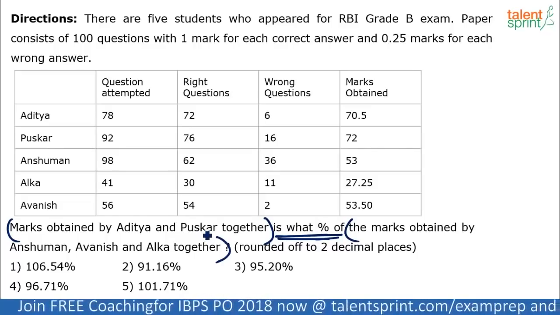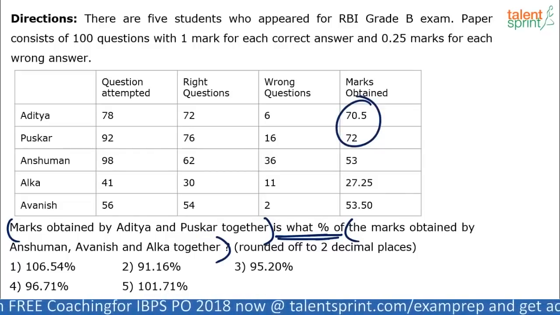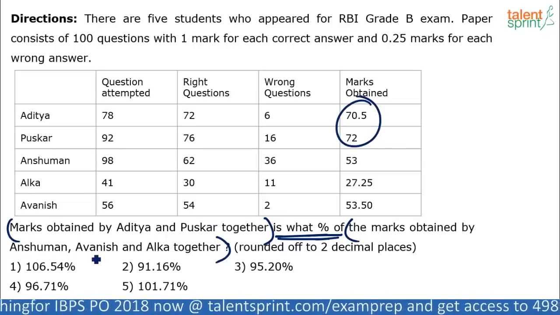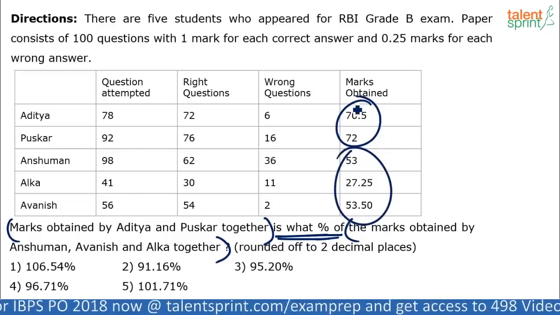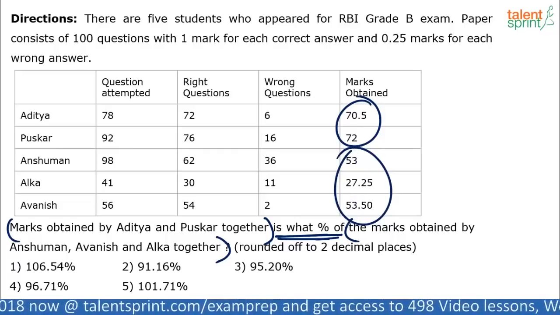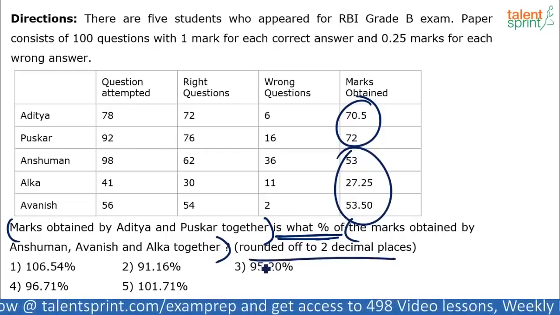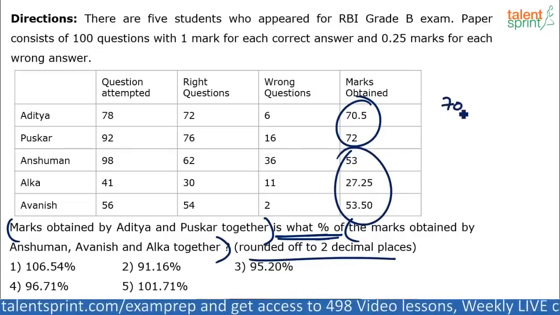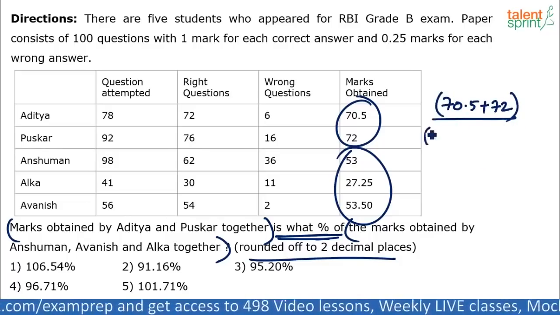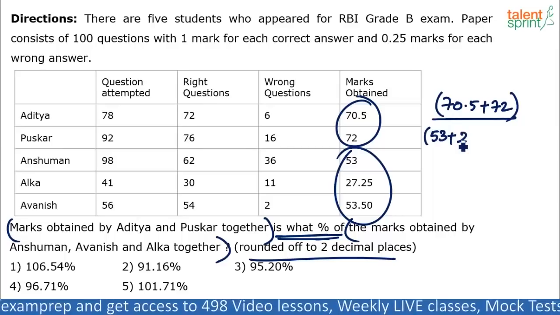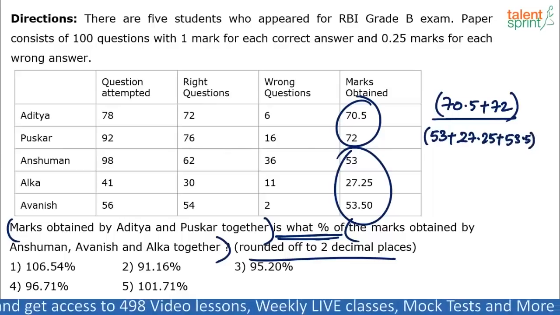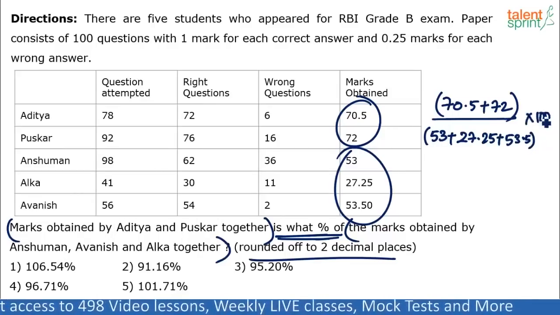So marks obtained by Aditya and Pushkar together, we know that the value is 70.5 plus 72, and marks obtained by the other three, Anshuman, Alka and Avanish together is this. So 70.5 plus 72 is what percent of 53 plus 27.25 plus 53.5. Of course, he's asked us to do an approximate calculation here, right? So 70.5 plus 72 divided by, this is x. What is y? 53 plus 27.25 plus 53.5. X is what percent of y? X by y into 100. Now simplify this to get the answer.